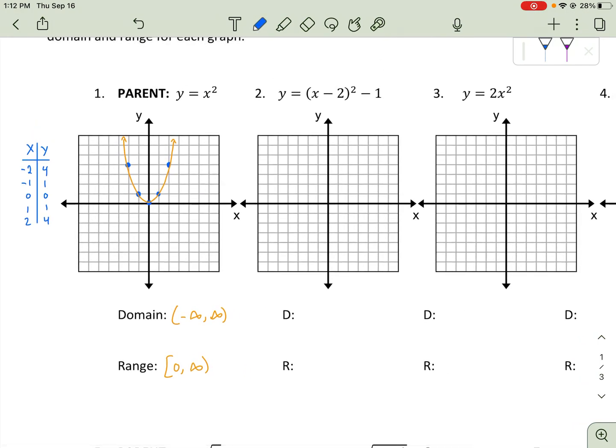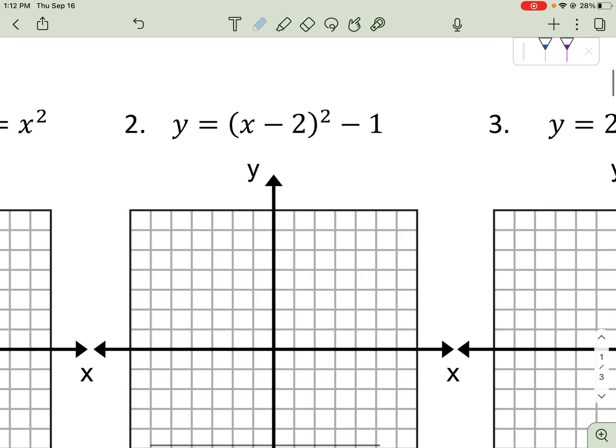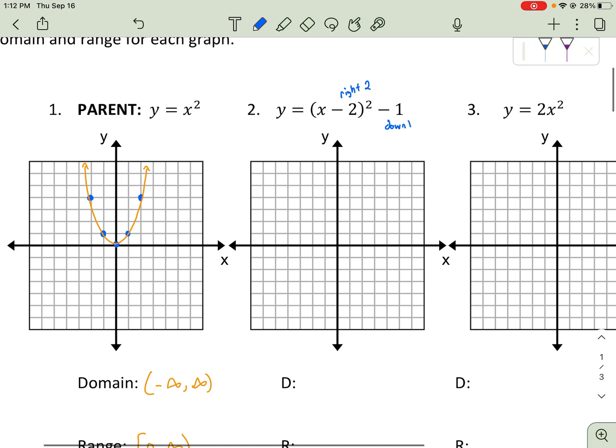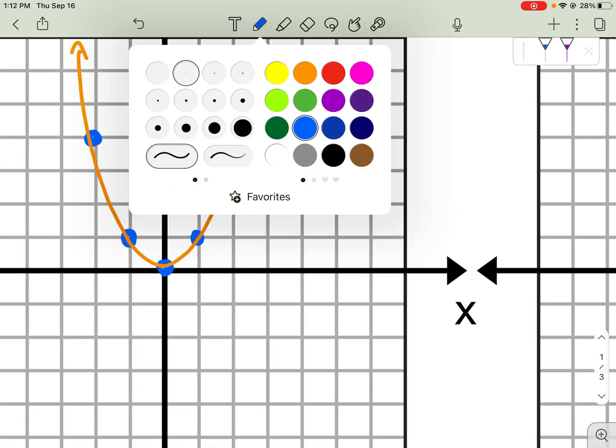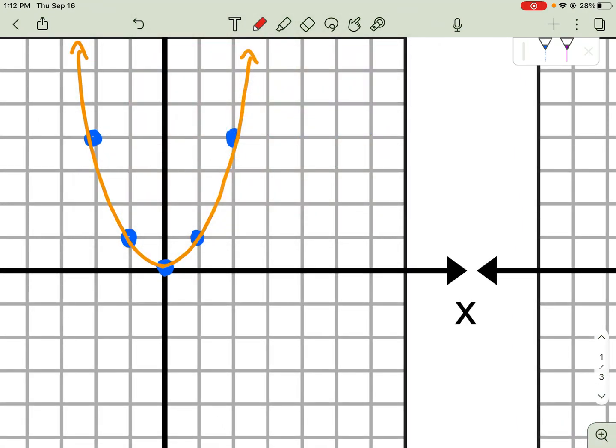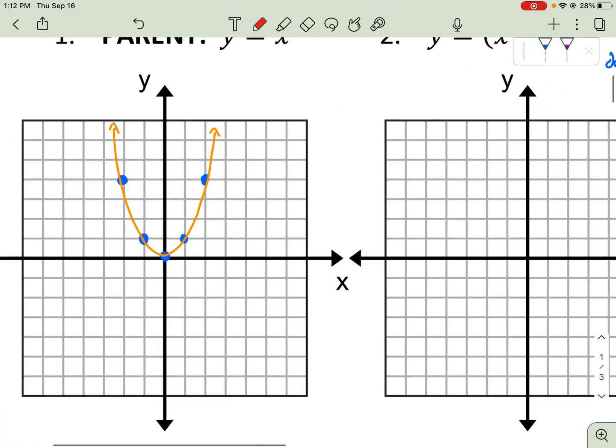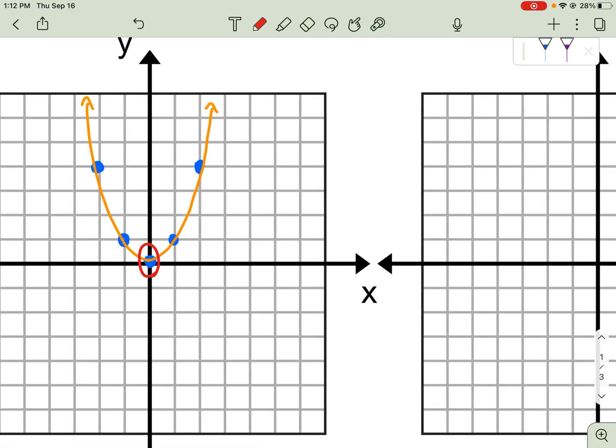So what I'm going to do here, this number right here makes the graph shift right 2 and down 1 from that number right there. So I'm going to take all these blue points over here, and every single one's just going to move to the right 2. It's kind of nice to do it on the same grid sometimes, but I'm going to take this point and go right 2 and down 1, so it moves it right there.